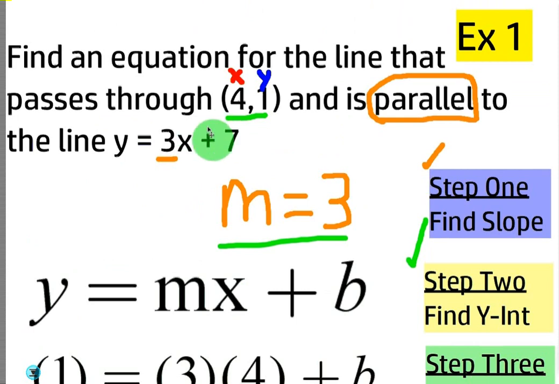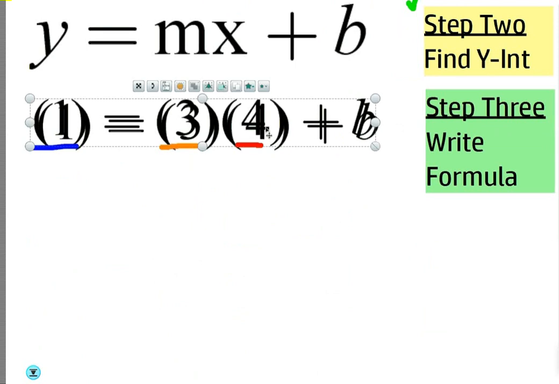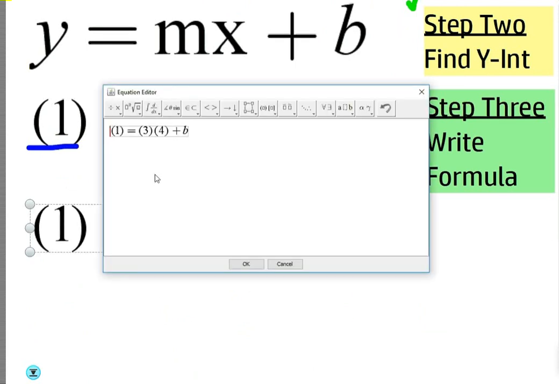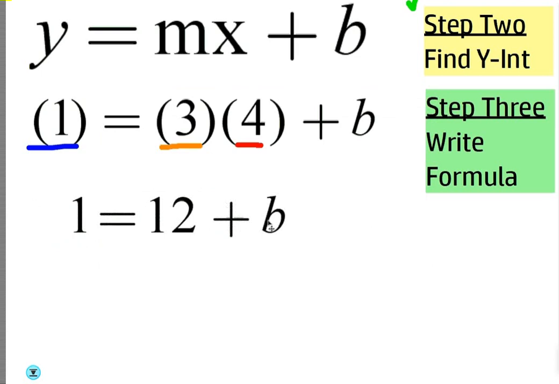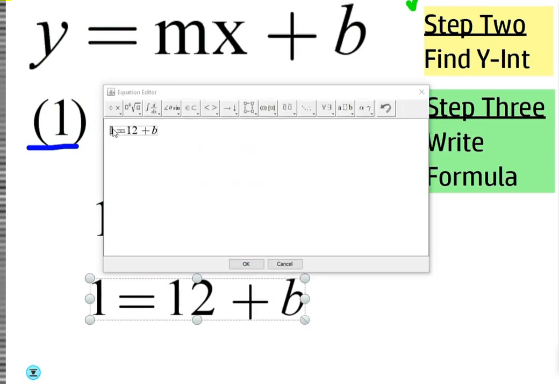So that's actually what we're trying to figure out: what is the y-intercept of that second line? We already know that the slope is 3. So never put the y-intercept of the given equation, because then it would be the same line. If they had the same y-intercept and slope, they wouldn't even be parallel. They'd be the same line. So don't just assume it's 7. You got 1 equals 12 plus b. What would you do from there? Subtract 12 from both sides, and you get b equals negative 11.